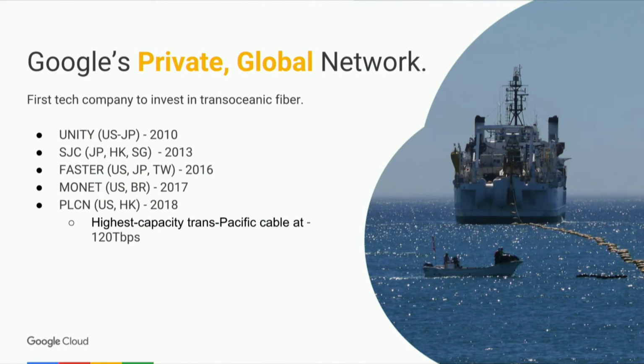Google has invested massively in its own fiber connections and is a stakeholder in several transoceanic fiber cables, some of which are listed here. The photo above is of the ship laying the FASTER fiber from the US to Japan and Taiwan. This cable went live in June 2016, providing 60 terabits of bandwidth, 10 terabits of which are private to Google. At the time, it was the highest capacity trans-Pacific cable, and it will only be beaten by another Google joint venture, the PLCN cable between the US and Hong Kong.